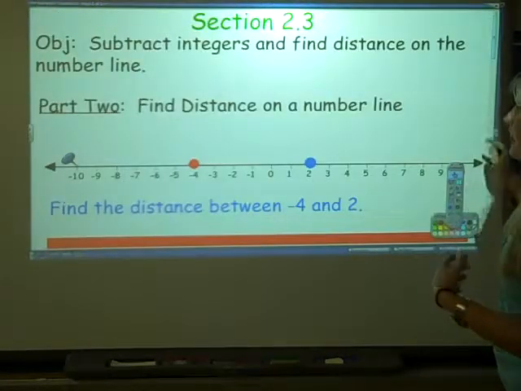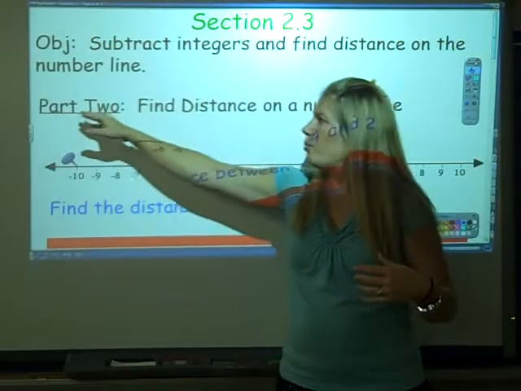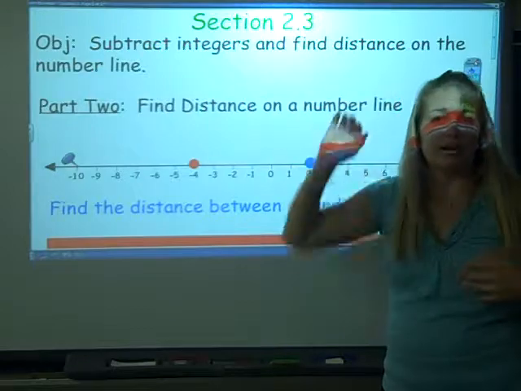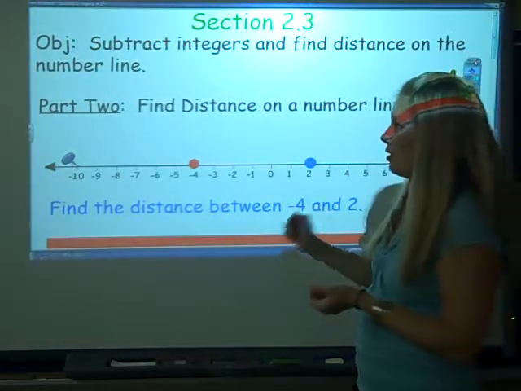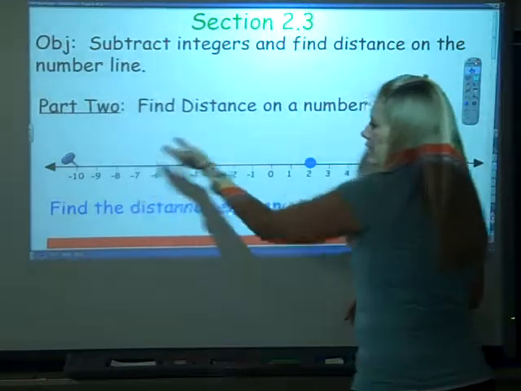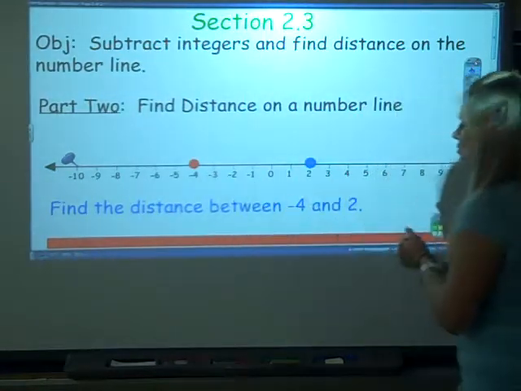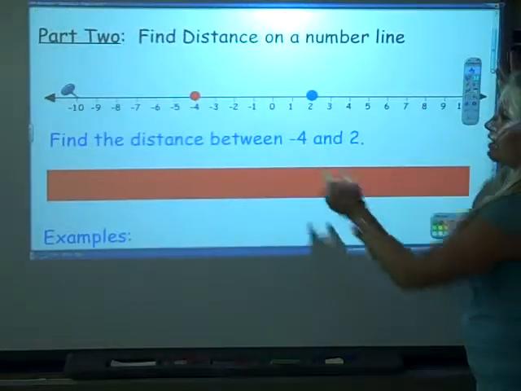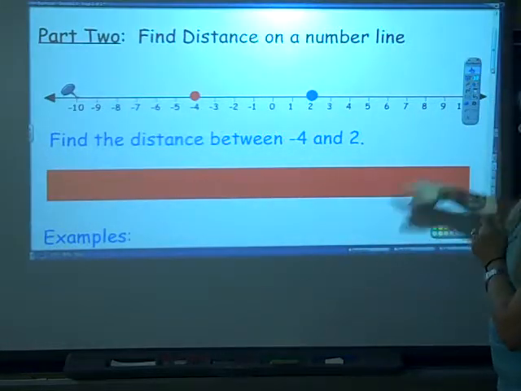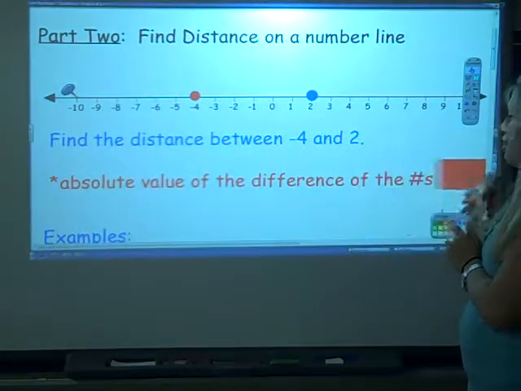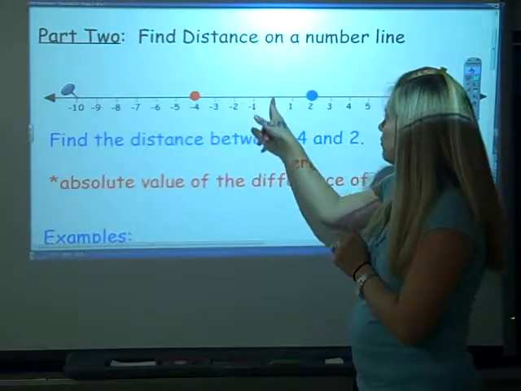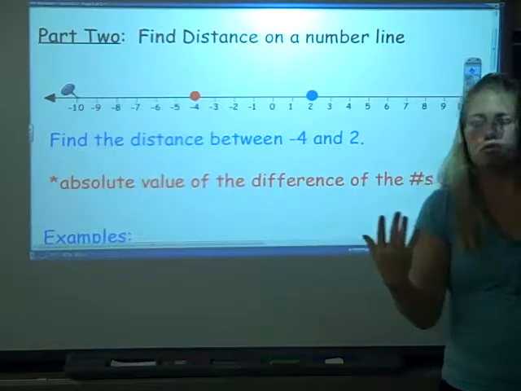Okay. Part 2, so you're going to write down Part 2. Again, you do not have to write down the objective and the section. You should have the section at the top already in your notebook. Part 2, find the distance on a number line. We have a number line here. I have negative 4 and I have 2. And the problem is saying to find the distance between negative 4 and 2. In order to do that, one, you could draw out the number line and you could count. If you count, you could go 1, 2, 3, 4, 5, 6. So my answer would be 6.